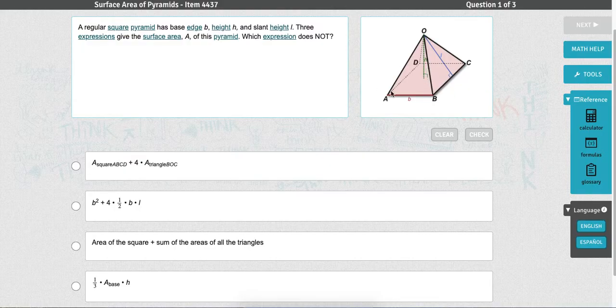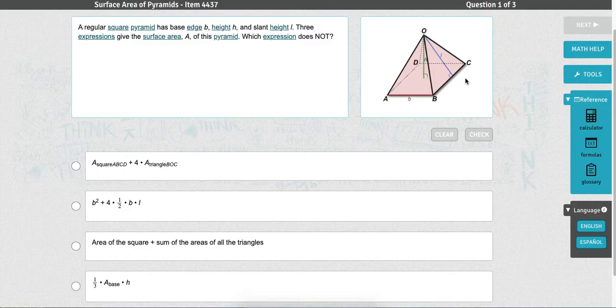Okay, so when I'm looking at the surface area, it says square pyramid. That means that the bottom of this shape is a square. So that means I am doing B, because they said that was the base edge, times B to find the base. And remember, B times B is the same as B squared.